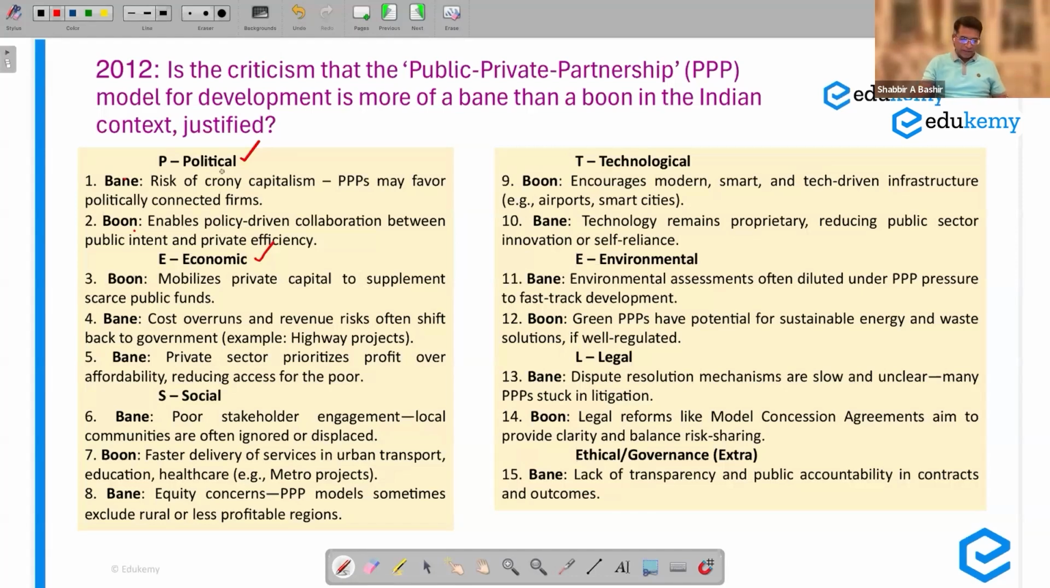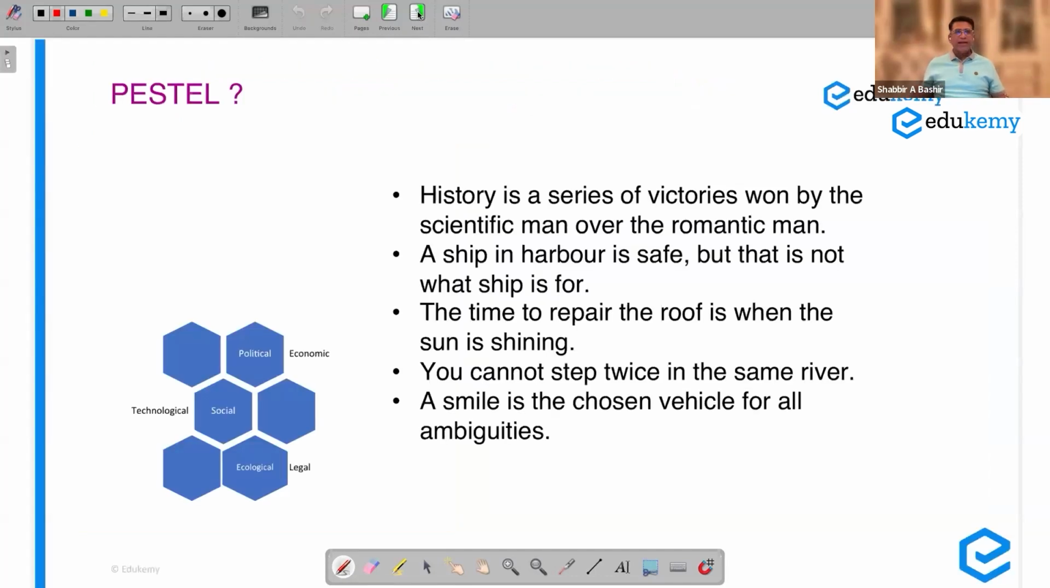The PESTEL principle. But if you look at the PESTEL principle, while it is very good for topical essays, for essays which have a direct link with your current affairs, a direct link to the GS topics, the PESTEL principle is not very effective if you're writing on a purely philosophical topic, a topic that has more of introspection, more of reflection.